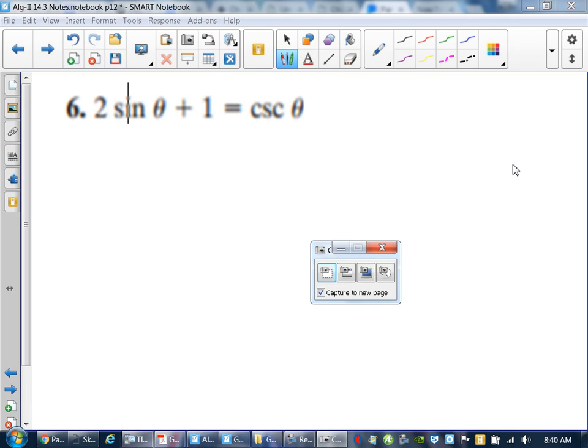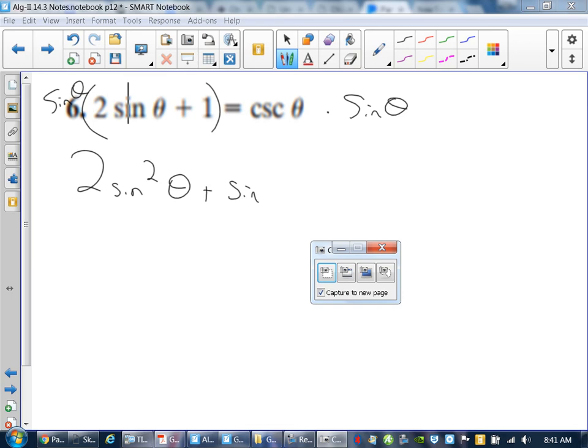What do you think I'm going to change cosecant to? 1 over sine. So can I just multiply both sides by sine? Is that okay? If I multiply both sides by sine theta, I will get 2 sine squared and a sine. You okay with that?